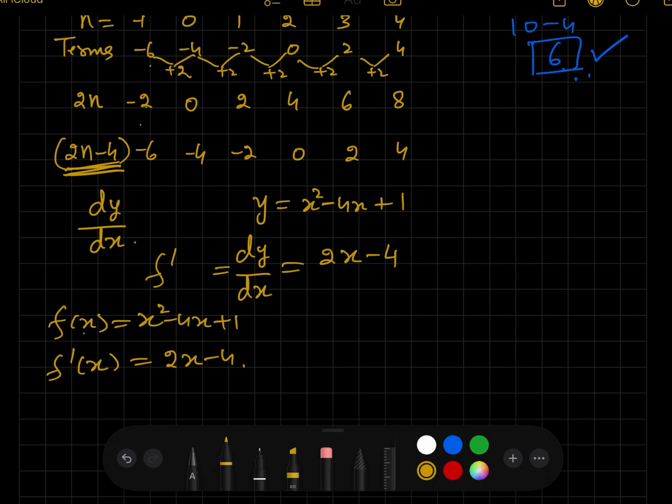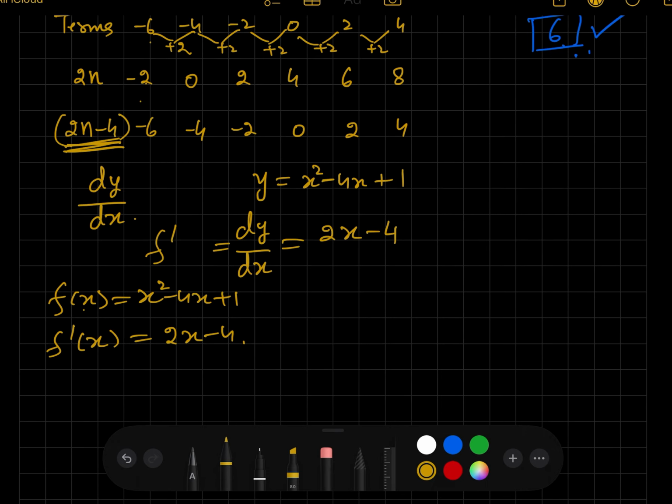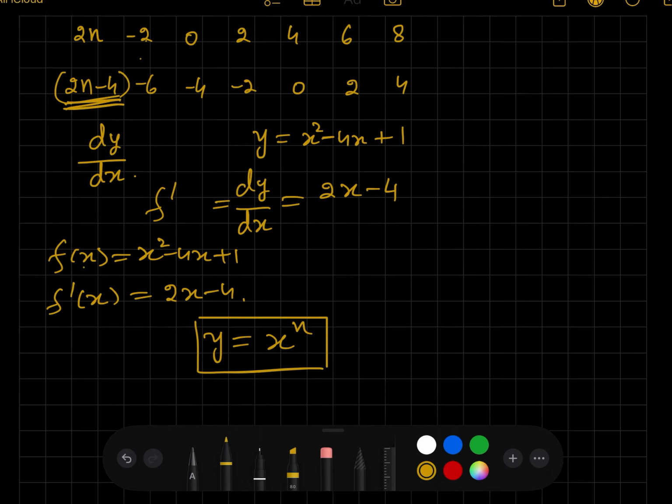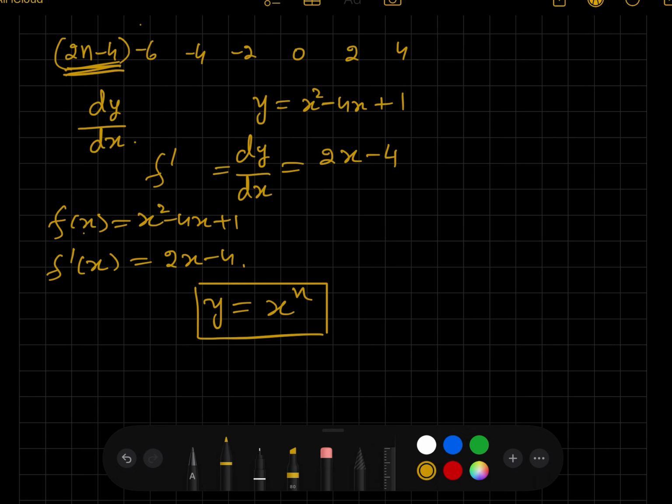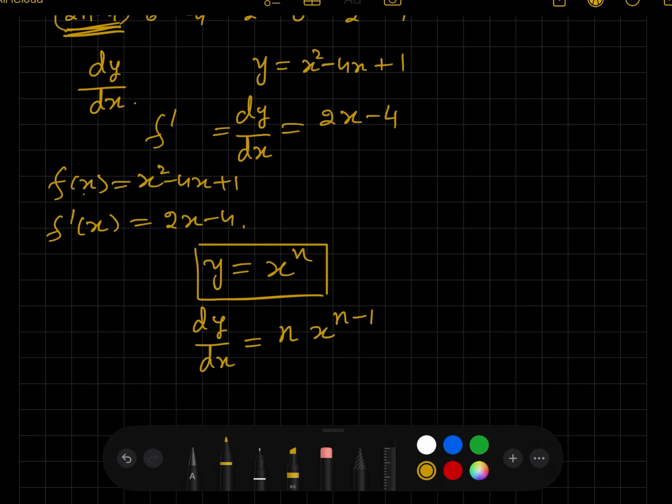Got it? So this is the thing. Now we can generalize that, in general, if my function is y equal to x raised to n, then dy by dx would be written as n times x raised to n minus 1. Now this would be our general formula.